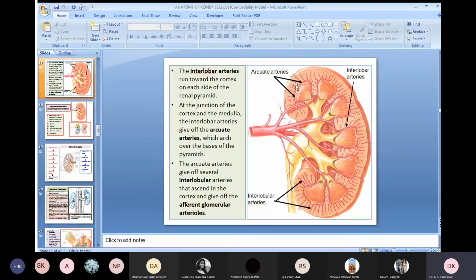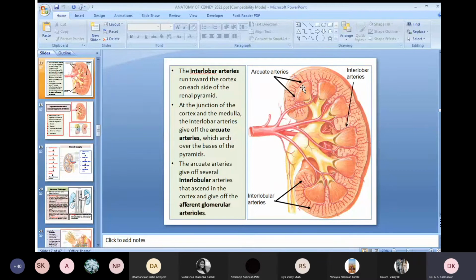Now these arteries will give several branches. These are in between the lobules. Remember, we have seen what the kidney lobule or renal lobule is. So these are called the interlobular arteries. They will ascend in the cortex, and transversely they will give other branches. You can see, at a right angle to this straight interlobular artery, there are transverse arteries.